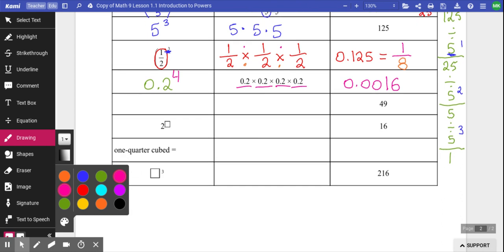Cool, 49. So we want to work backwards from 49. Trying to find a number that divides into 49 is actually hard. What number divides into 49? 7. Perfect. And if I divide it by 7, I could do it twice. So I would get 7 times 7, which means I have 7 squared.